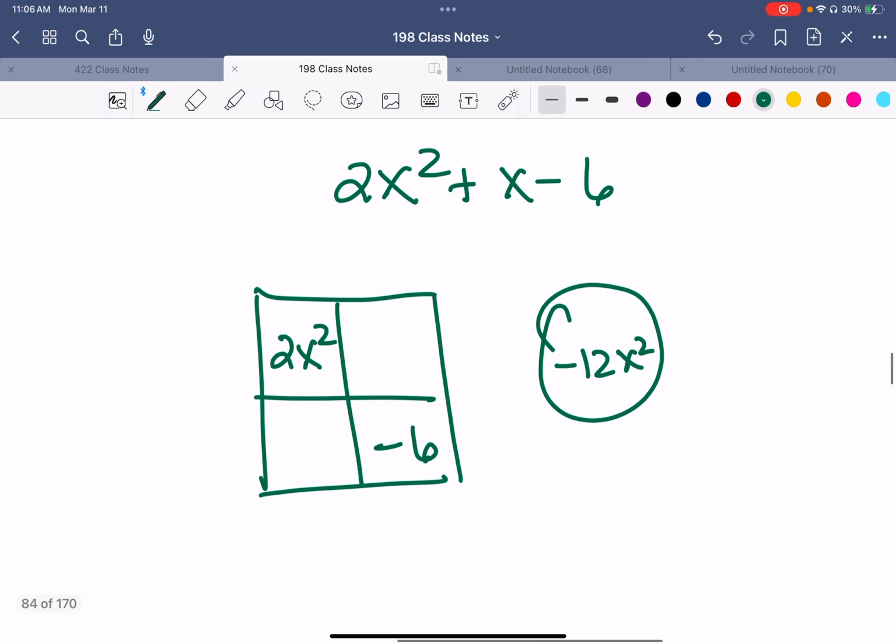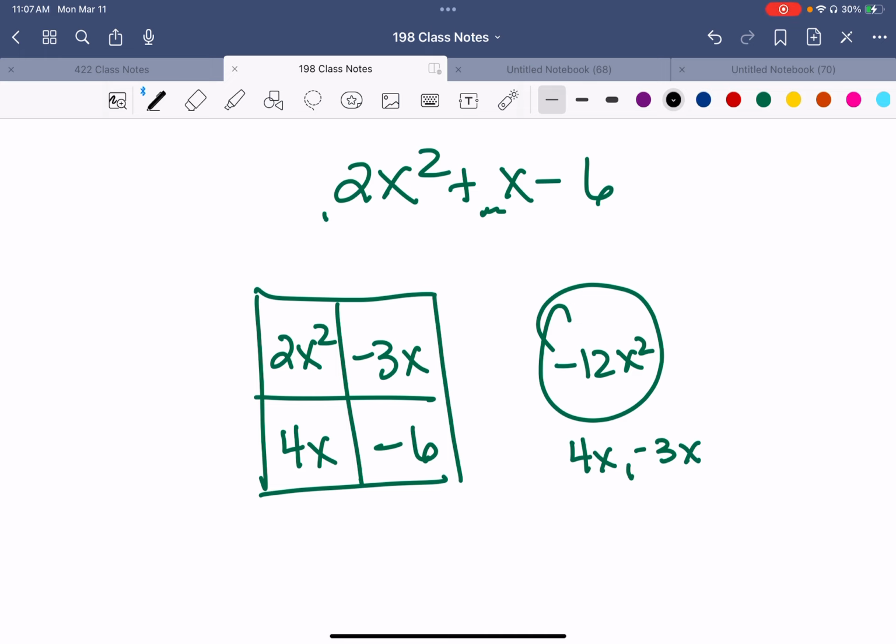So you're thinking about negative 12 in the same way that you think about the last number when you're factoring normally. So I want two factors of negative 12 that add to positive 1. That's going to be a 4 and a 3 if the 4 is positive and the 3 is negative. So I want 4x and negative 3x. And I'm going to put those in the other two boxes. And either way, it doesn't really matter because my box is symmetric.